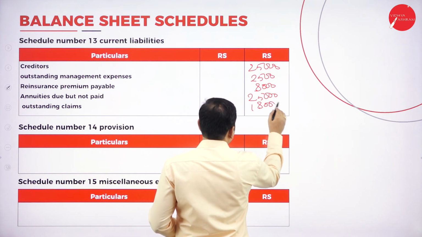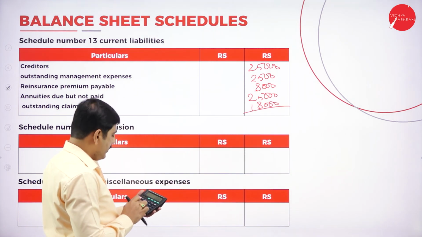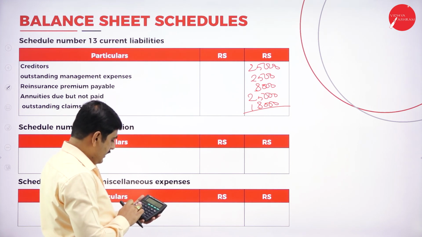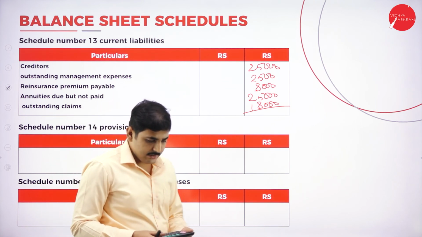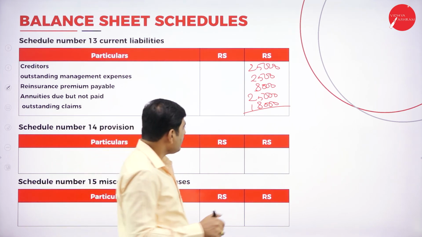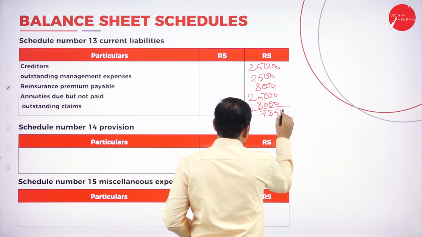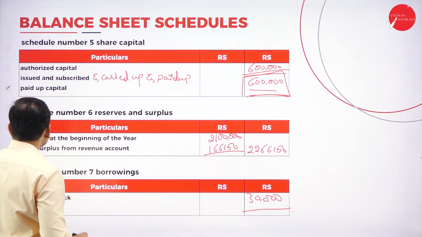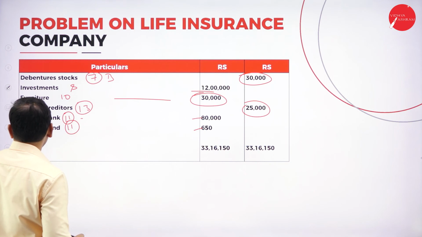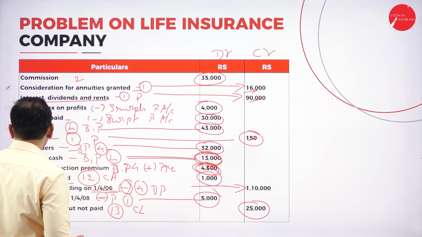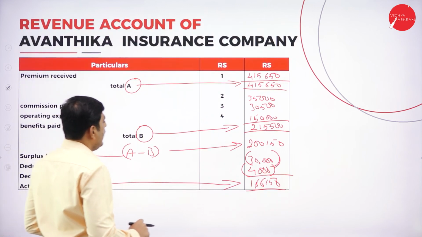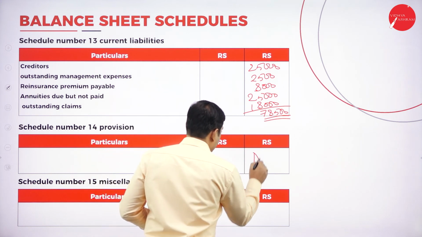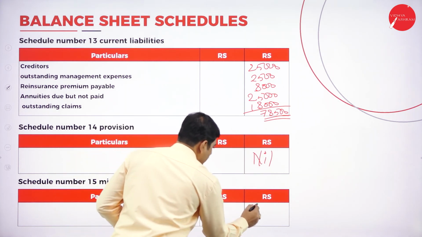Add all the amounts. So I'll get 25,000 plus 2,500 plus 8,000 plus 25,000 plus 18,000, which is 78,500. Again, come to schedule number 14, provisions. Let's look at the provision. This amount will not be written in the balance sheet. Here we don't have any provision. So provision is nil and miscellaneous expense is also nil.